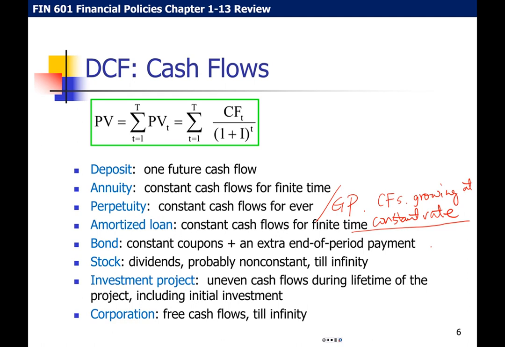Okay. And last one, corporation. They use free cash flows that would come in the future until infinity. And they're typically uneven. And we have to estimate it for a certain period of time. And after that, we'll assume that the cash flow will grow at a constant rate. So, multiple period in a valuation of a corporation. We'll cover some of the cash flow patterns in more detail in the future slides.